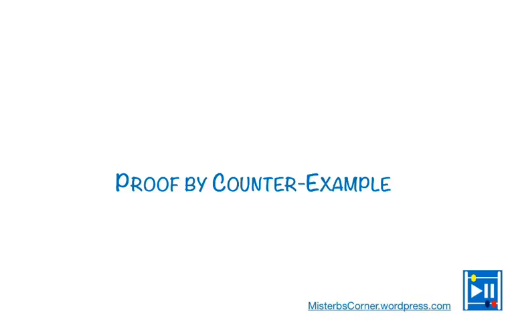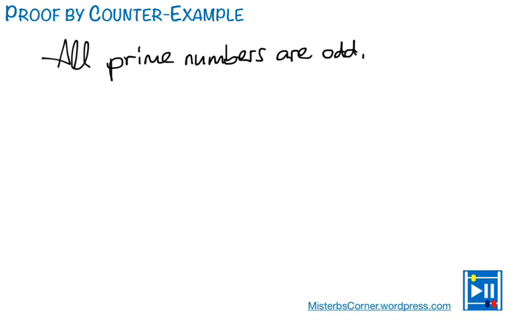Hi, in this video we're going to learn how to prove statements by using counterexamples. In maths, generally the statements, the conjectures, try to cover all numbers, but sometimes this is not possible and there are restrictions, limitations. A very simple example would be: all prime numbers are odd.